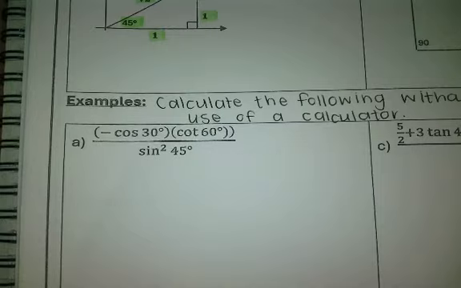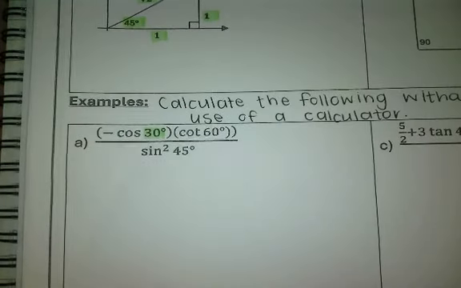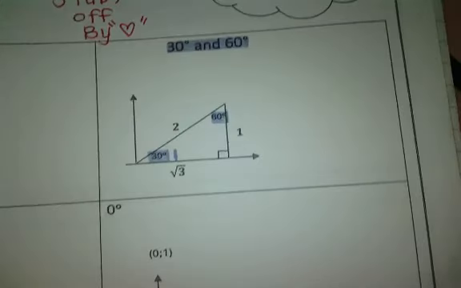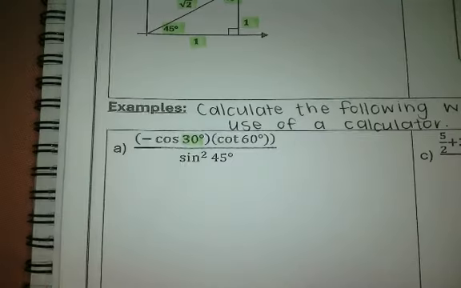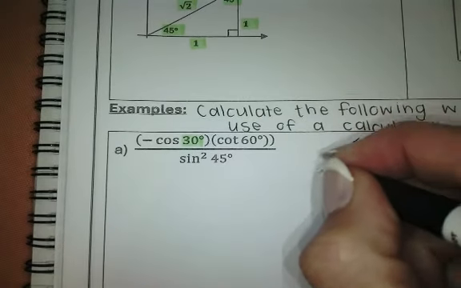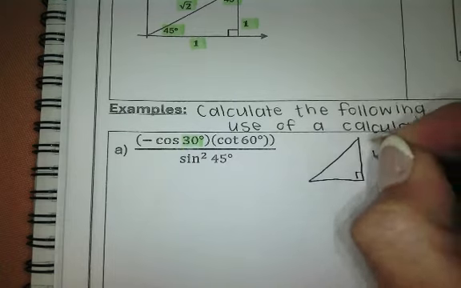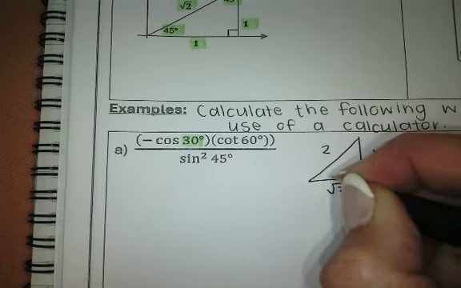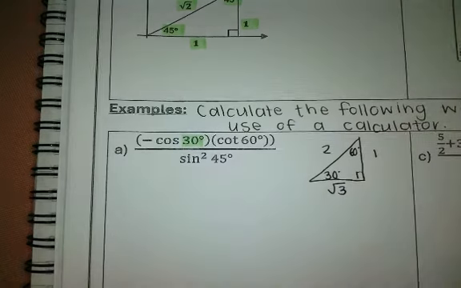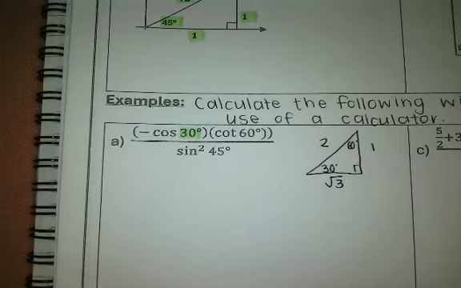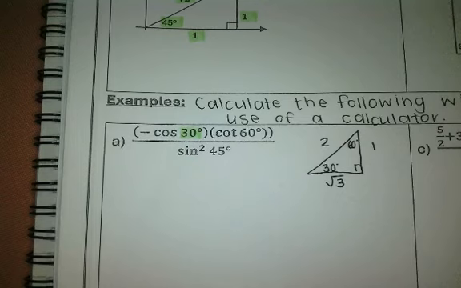Right, so without the use of a calculator, we've got cos 30. Which triangle are we working in? That one. In your test, just roughly on the side, you're going to draw your triangle. We've got 1, 2, square root 3, 30 and 60. Just rough and quick, because you're not going to get marks for that.